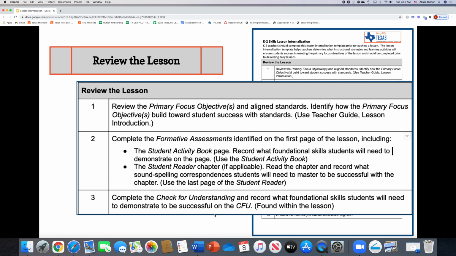The third step is to complete the check for understanding and record what foundational skills students will need to demonstrate to be successful on that check for understanding. These are found directly in the lesson itself. So let's take a look.